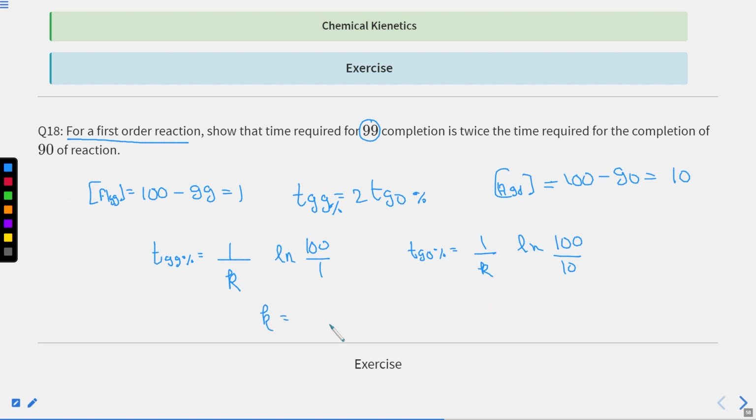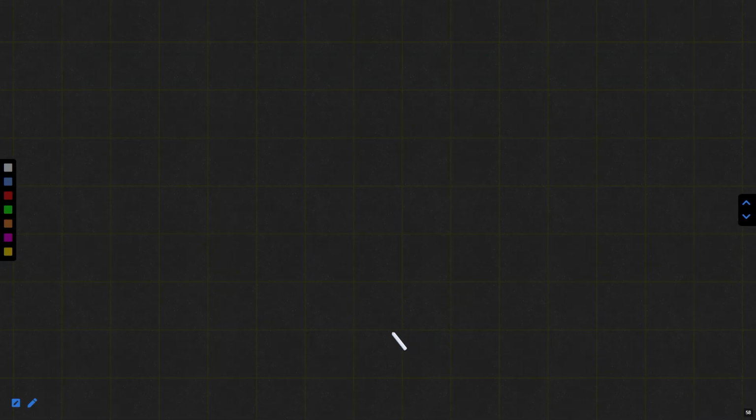Therefore K here will be 1 by T99% ln 100. Okay, and here it will be, sorry, so it will be cancelled out. K will be equals to 1 by T90% into ln 10. Now let us write it in a different place. So it is basically ln 100 by T99%, ln 100 by T99% and ln 10 by T90.